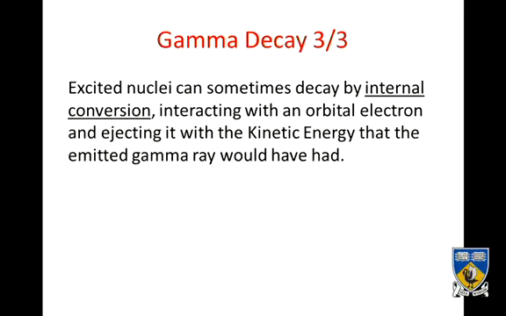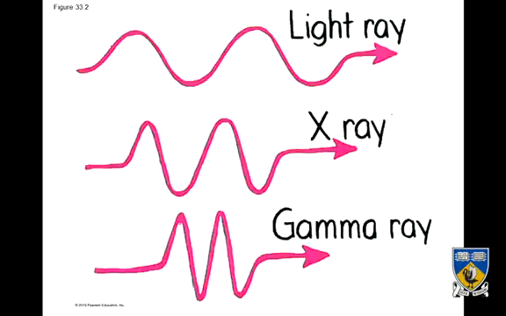So excited nuclei sometimes decay by internal conversion, where they interact with an orbital electron and eject it with kinetic energy, so that the emitted gamma ray would have had that energy. Well, that's a little wrinkle as well. But gamma rays, remember, have no charge, electromagnetic radiation. The light that you can see me by is in a very narrow band, 400 to 700 nanometers. The X-rays have much smaller wavelengths, and the gamma rays extremely small wavelengths, but the frequency goes up, as you can see, the number of waves per second.